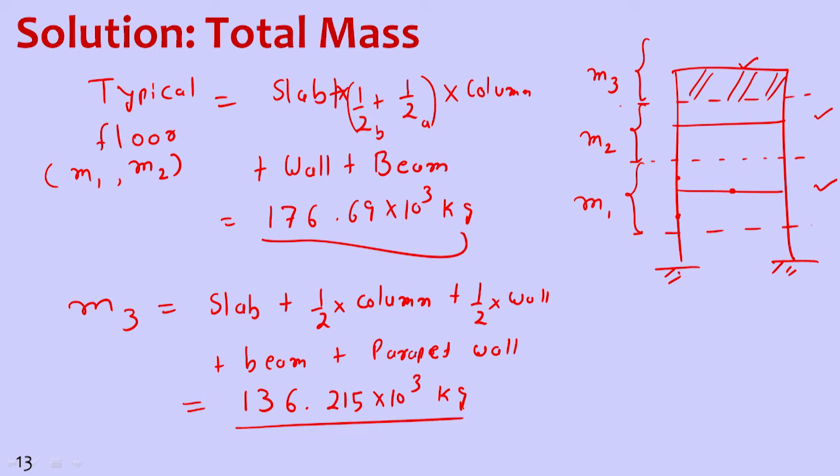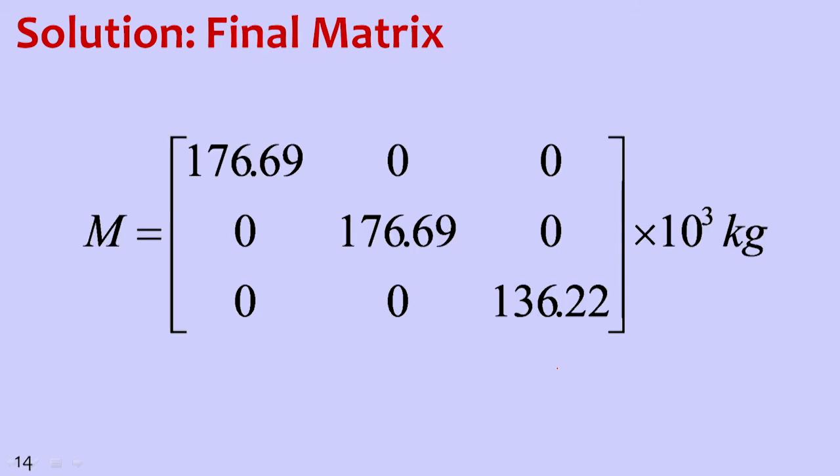So this is how we have calculated the mass of the first floor, second floor and third floor, and when we put this into a matrix, it will look like M1, M2 and M3. We are just taking 10 raised to 3 outside, and all the units are in kg. First of all, we have calculated the mass of a slab.